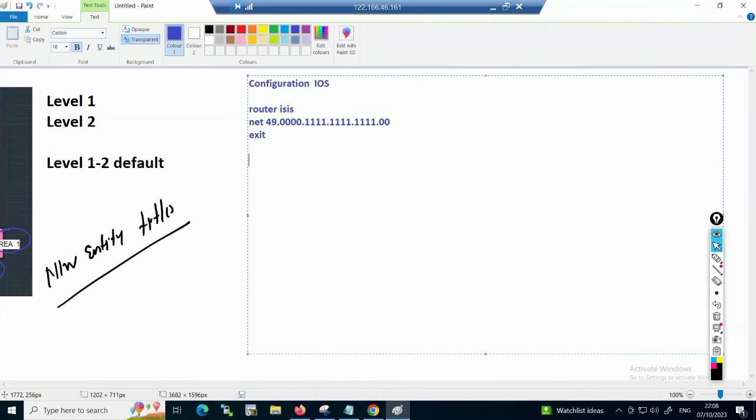And you just need to go on the interface and say ip interface, right? And I say ip router isis. This is the one way.